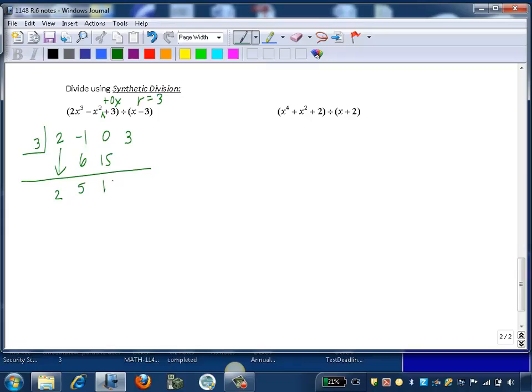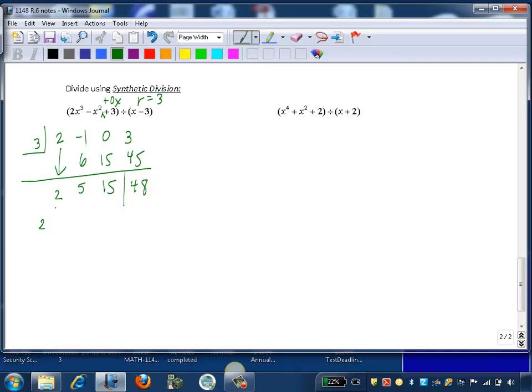0 plus 15 is 15. And then we continue. 15 times 3, so 45. And then add down the column. 48. And now I'm going to draw a little corner, the bottom right corner there, to indicate that. And now if you notice, this is the problem that we worked before with the long division example. Well, this should look familiar. So these are the coefficients of our quotient, our answer, and this is our remainder.